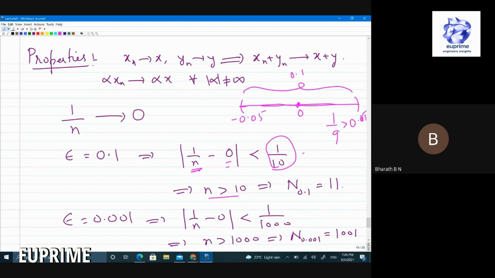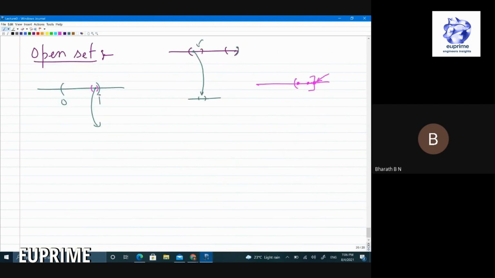Is that correct? Did I make a mistake here? I should not make stupid mistakes. So let's say you have 0. I'm saying 1 over n should be less than 0.1, or n should be greater than 1 by 0.1, which is equal to 10. n should be greater than 10 in order for you to be within 0.1. Sorry, here 0.1 is a positive number, right? So 1 by n should be within 0.1 of 0.